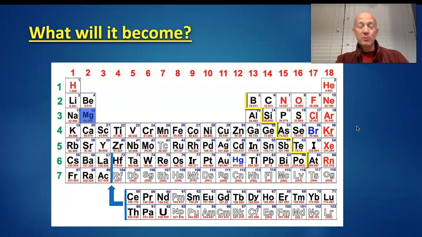Yes, magnesium will be a positively charged ion. Magnesium is on the left side of the periodic table. It's one of the metals, and so therefore it will lose electrons and be a positive cation. One more, how about this one? How about sulfur? Yes, sulfur is a nonmetal, therefore it's going to gain electrons, and it will become a negatively charged ion.